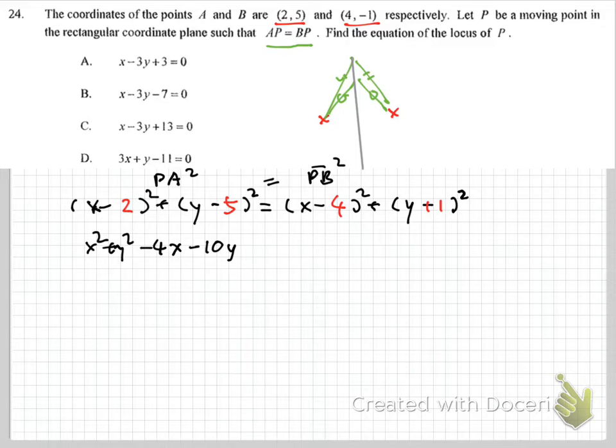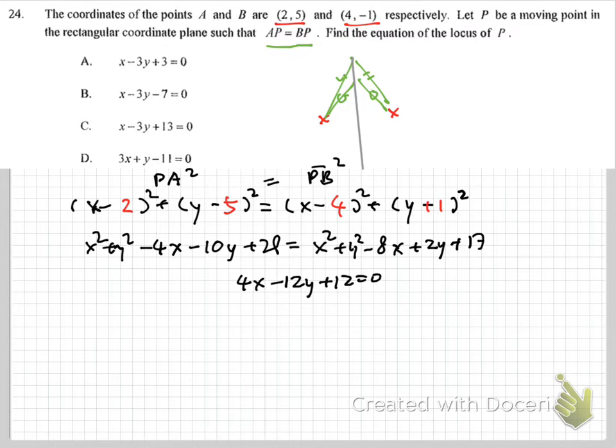-4x, -10y and 29, right? On the right-hand side is x squared and y squared, -8x and 2y and 17. All right. So that is 4x minus 12y plus 12 equals 0. Divide by 4, we have x minus 3y plus 3 equals 0. Do we have this answer? We have A as the answer, right?